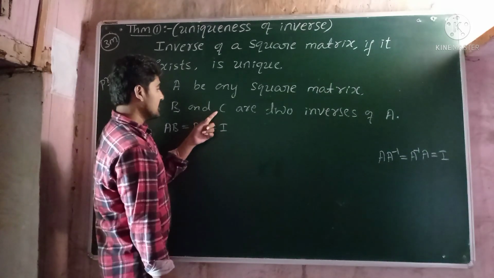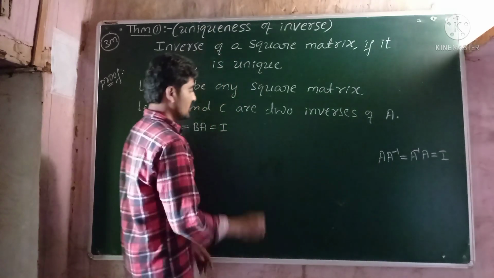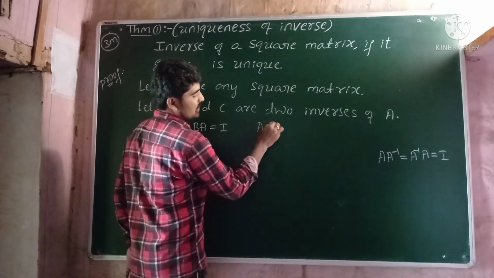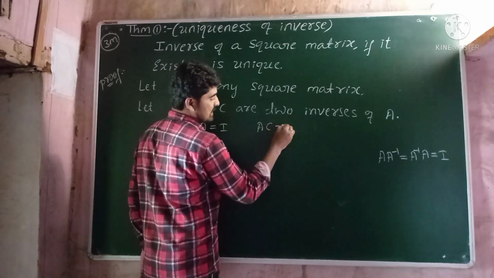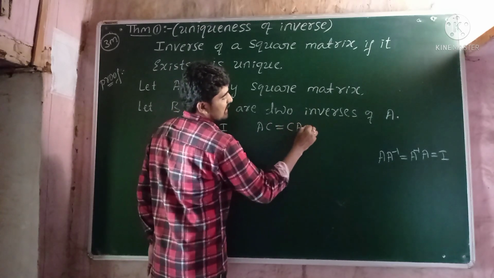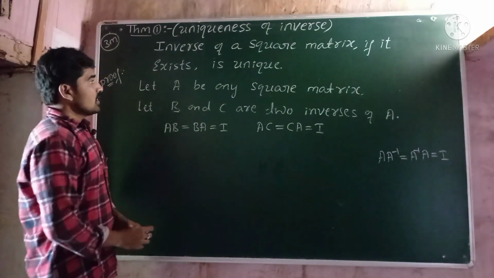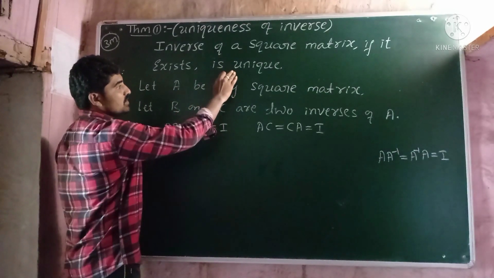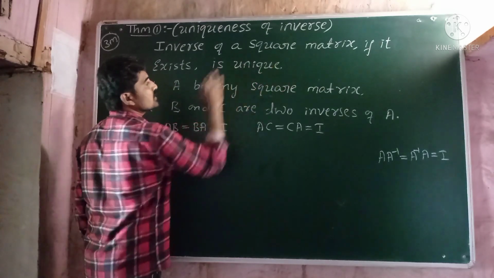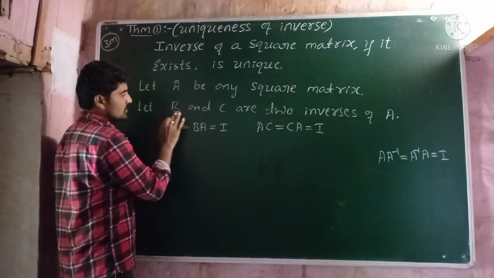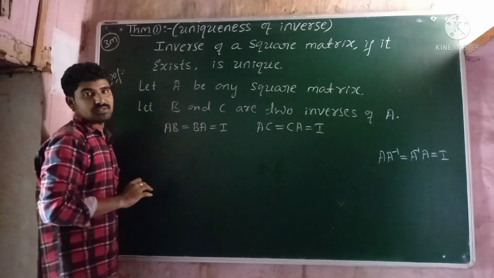And C is also an inverse for the matrix A. By using this equation, we can write A into C matrix, in place of A inverse, matrix C. AC is equal to CA is equal to unit matrix I. Now, our aim is to prove this matrix A has a unique inverse. Means we need to prove that these two inverse matrices B and C are not different. Both are the same, we have to prove.